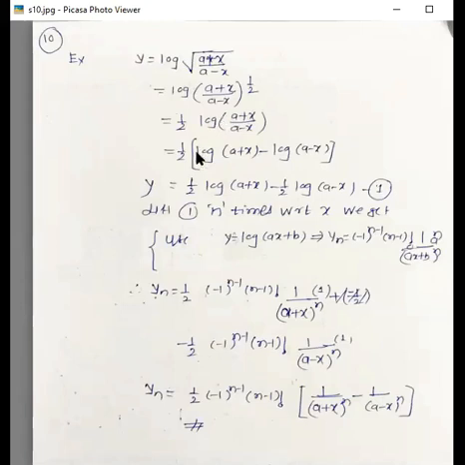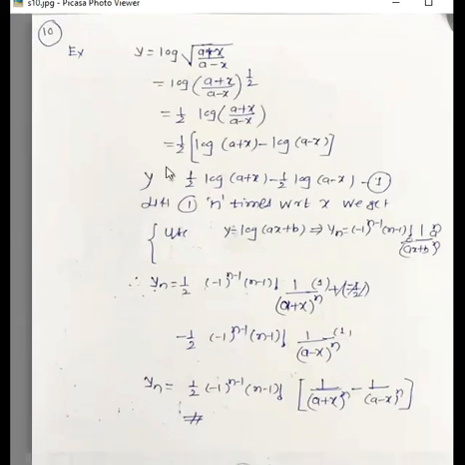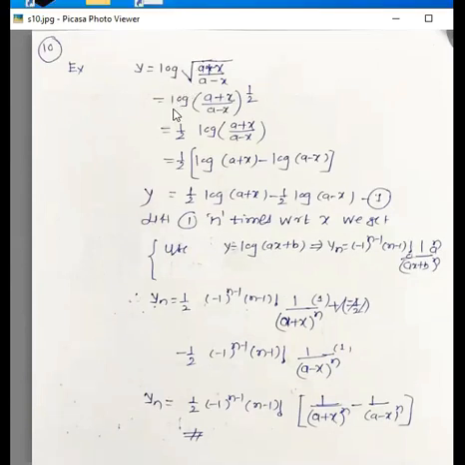This is the example on nth derivative. The function is log of under root a plus x upon a minus x. That is log of a plus x upon a minus x, its power half. It is under root, so you can take half here. Half log of a plus x upon a minus x.